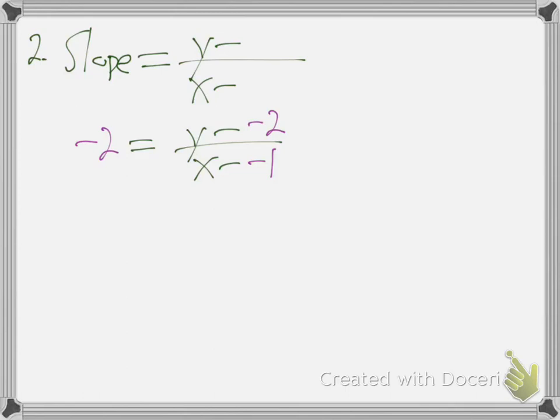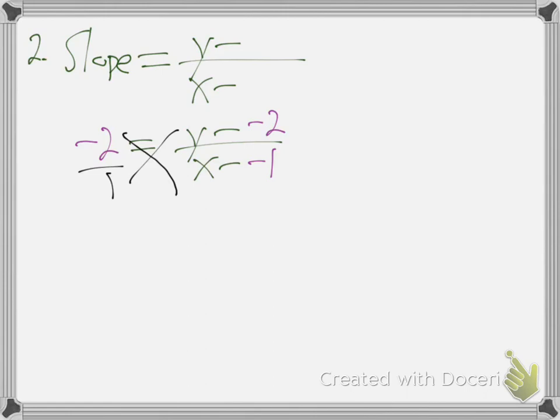Your next step is to cross multiply, isn't it? Mm-hmm. How are you going to cross multiply? What do you do with that -2 over on the left side? Put it over 1, diagonal, diagonal, right? Make it look like a fraction. Over 1, diagonal, diagonal. Take it from there.